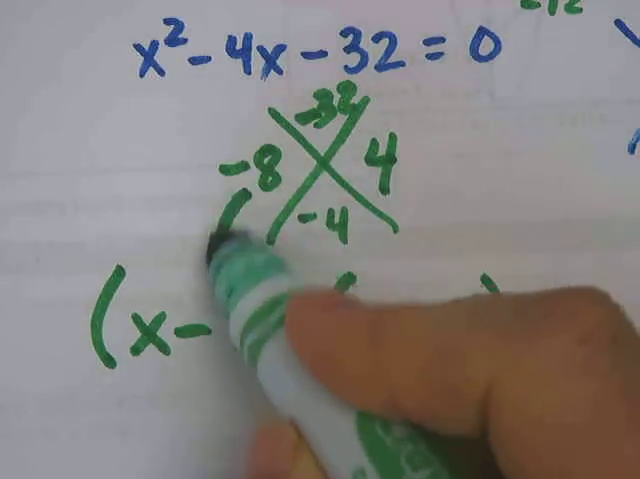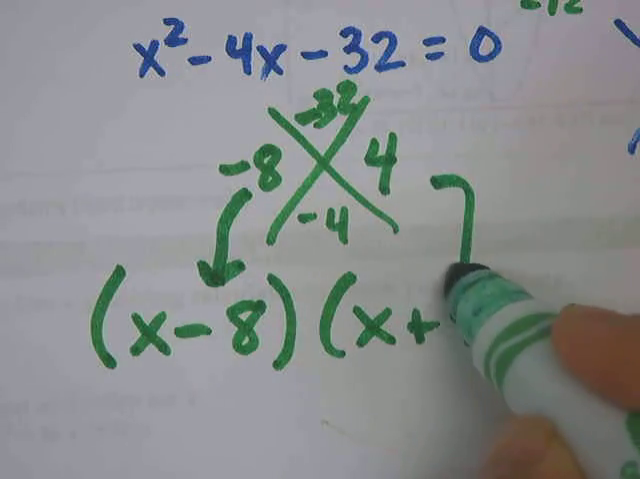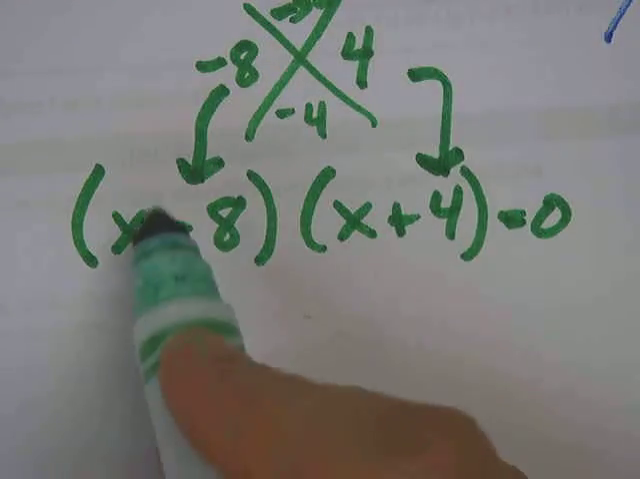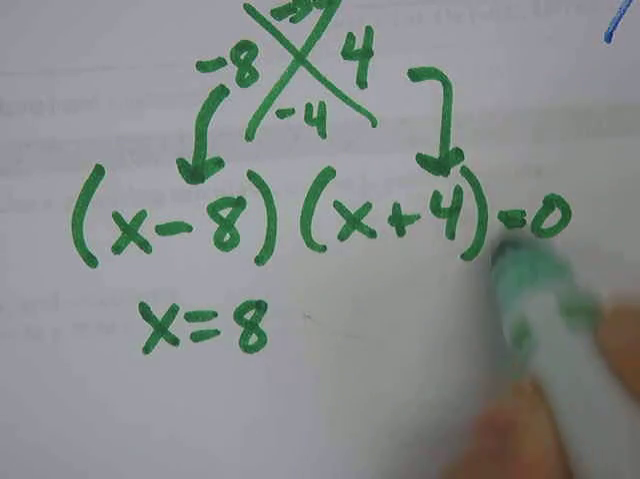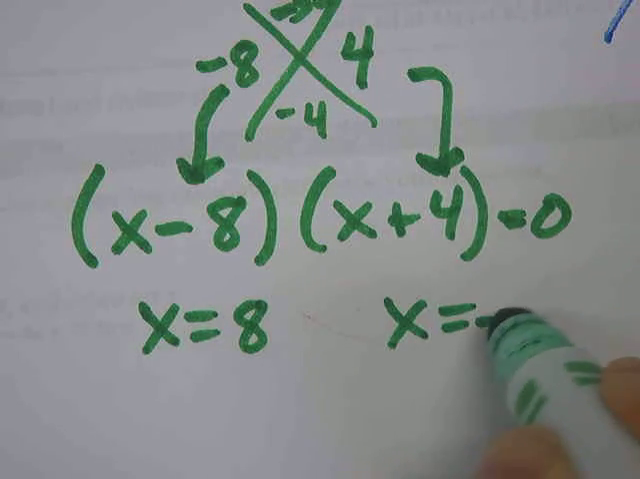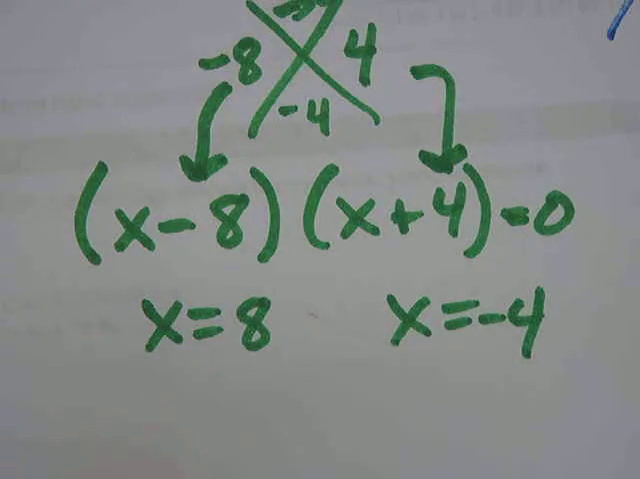So you go to this step next. And now we solve. What value of x makes this 0? And that's how you would solve that.